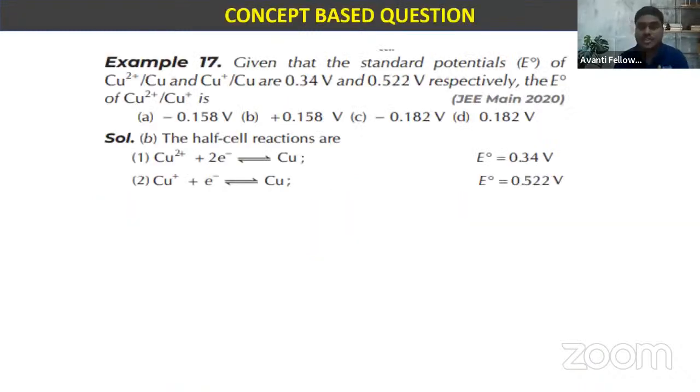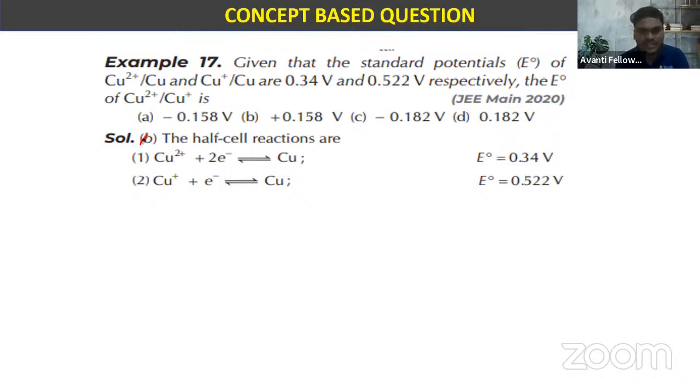Now the next question, which came in JEE Mains 2020. What does the question ask? Given the standard potentials of Cu2+ to Cu and Cu+ to Cu, which are 0.34 volt and 0.522 volt respectively, you have to calculate the E naught of Cu2+ to Cu+. Such questions are very common, and they come every year. So how will you solve them?